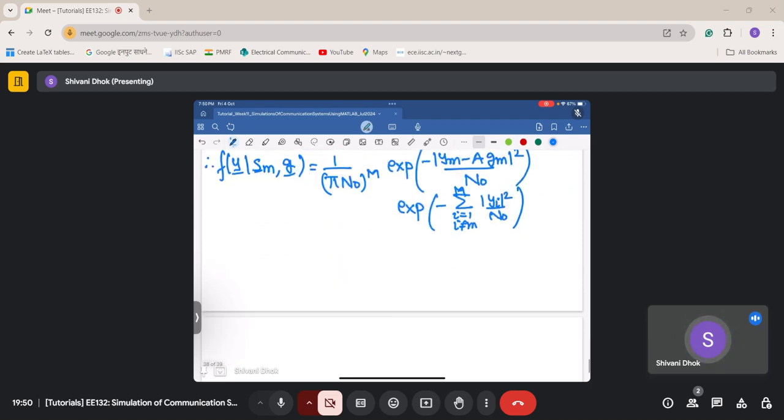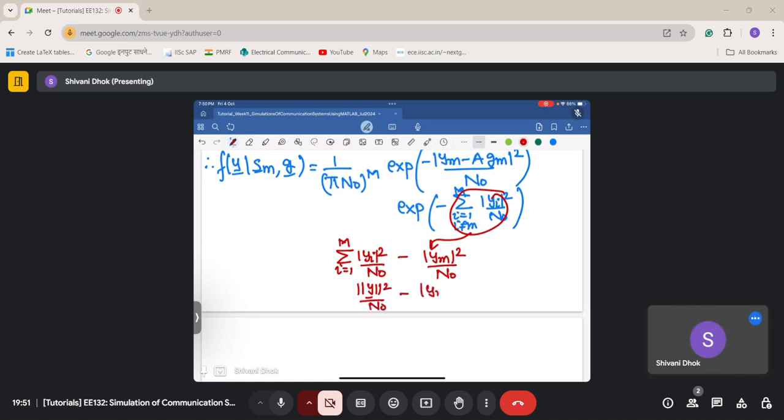Now again I can use the same trick as we did in the previous part. Let me write it nicely. I can take up this part and write it as summation i equal to 1 to m |yi|^2 by N0 minus |ym|^2 by N0. So this becomes norm y squared by N0 minus |ym|^2 by N0.